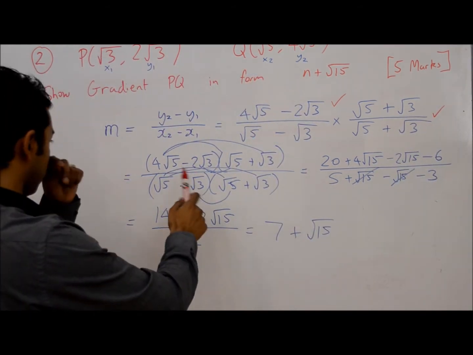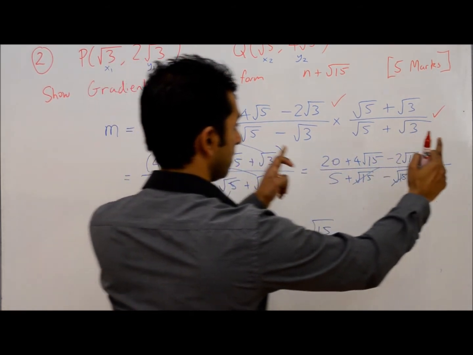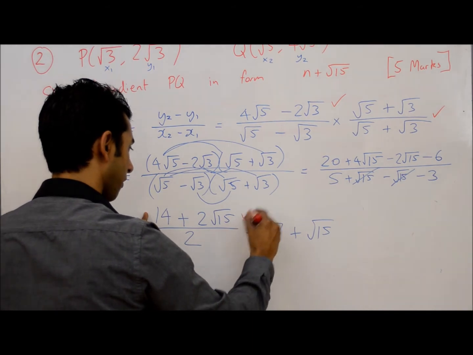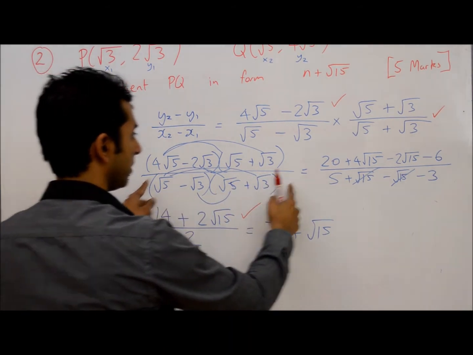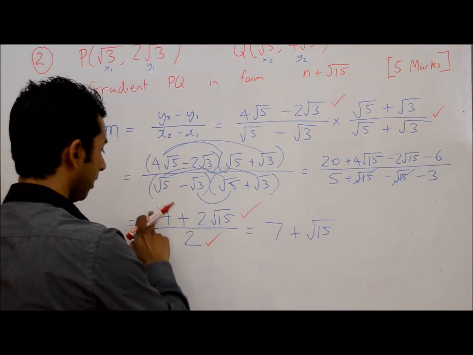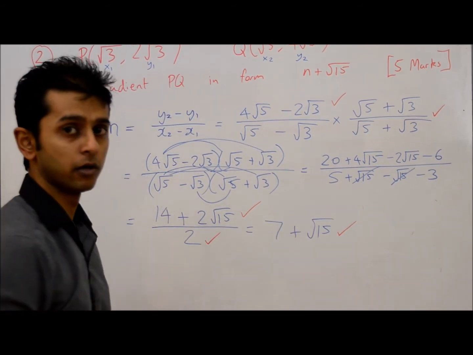Now your 3rd mark is for getting the numerator correct, so multiplying that out, simplifying it to that, and then finally getting down to that. That will get you your 3rd mark. Similarly, your denominator, if you multiply that out and get 2, that will get you your 4th mark, and your final mark was just to divide these two. That's how you get your 5 marks.